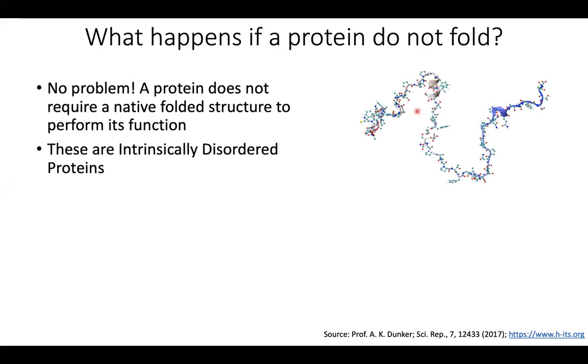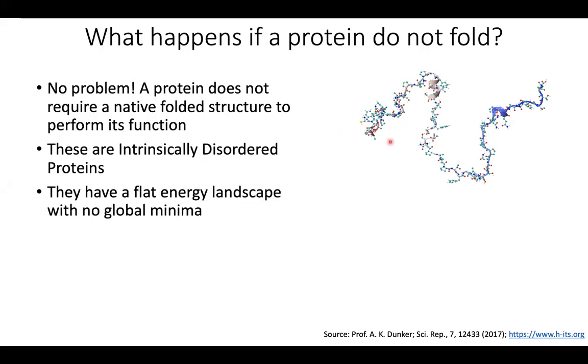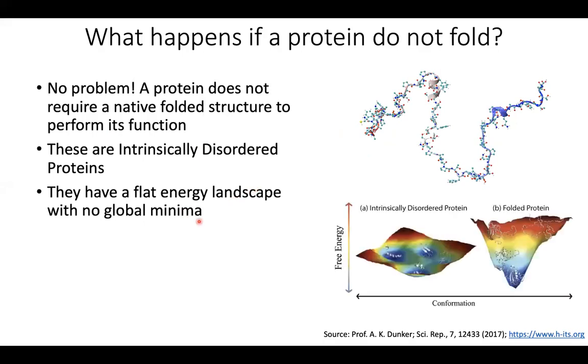It's something like this. As I said, what happens if a protein does not fold? A protein can exist in this form. There's no problem with that. And the main feature of an intrinsically disordered protein is that they have a flat landscape with no minima. Now, what does that mean?